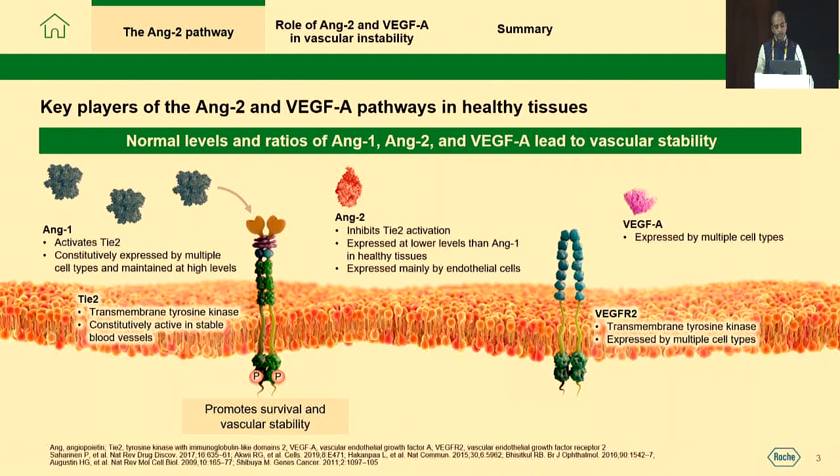So I'll be starting with what normal levels of angiopoietin 1 do in the body. So angiopoietin 1 will bind with the tyrosine kinase receptors. This binding promotes the vascular stability. Normally there will be a balance between angiopoietin 1 and 2.